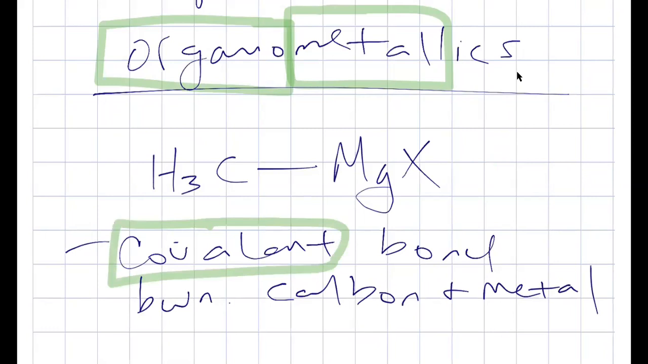You can think about it like the carbon being negative, get these electrons right, and then the metal being positive. Right? You can think about it that way. But that's not how it is in real life. In real life, there's actually a covalent bond between those 2.